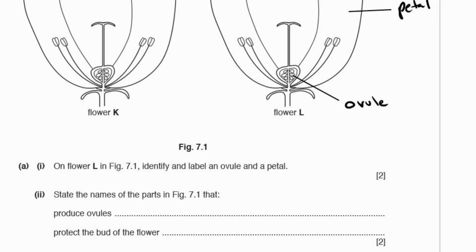2. State the names of the parts in figure 7.1 that produce ovules. Okay, the part that produces the ovule, you can either say it's the carpel or the ovary. Ovaries produce ovules, and ovaries and ovules make up the carpel. The part that protects the bud of the flower is the sepal. The sepals are these little bits down here.